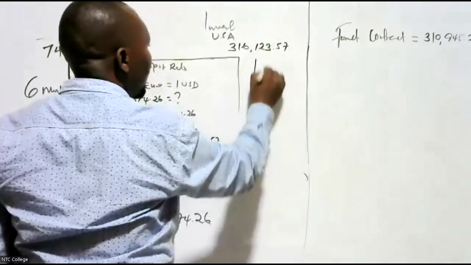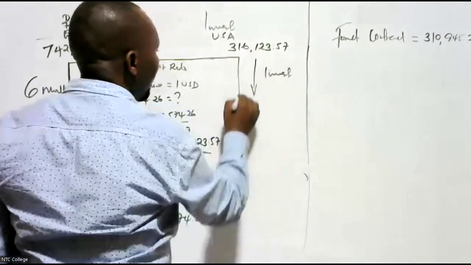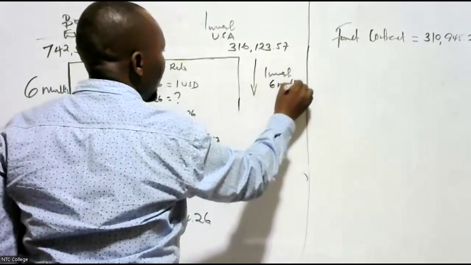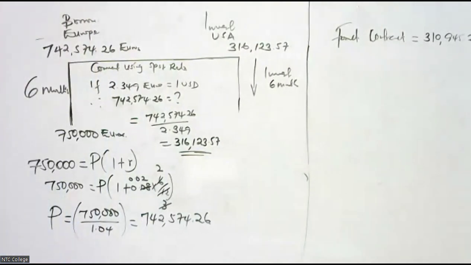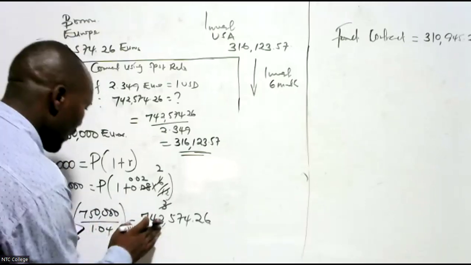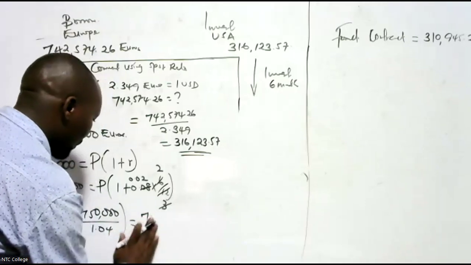Now invest for 6 months. The investment rate is given to us. Are we getting different things? 0.02 times 2. That's okay. So 750 divided by 1.04. We get 721. So this is wrong.